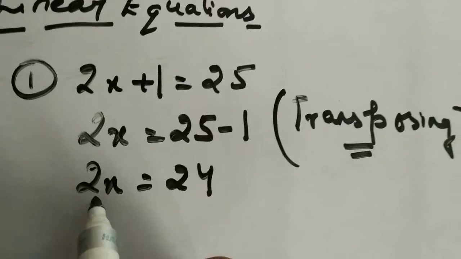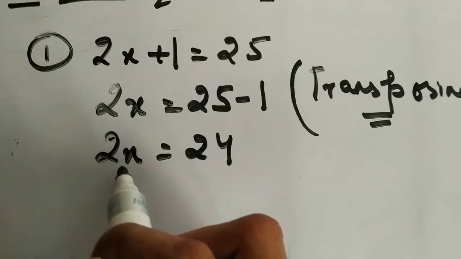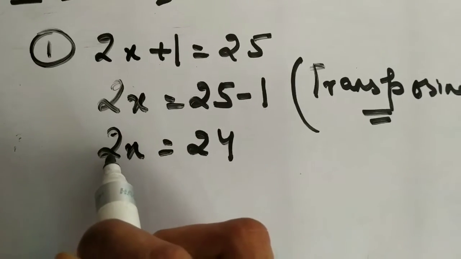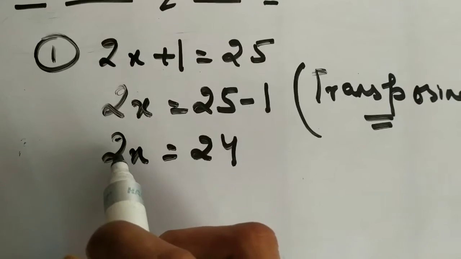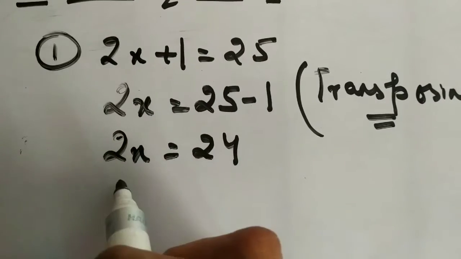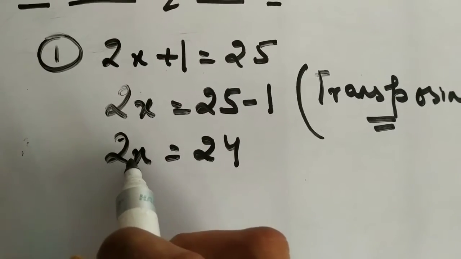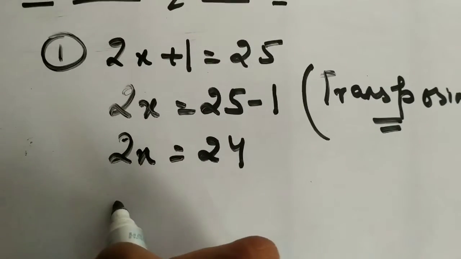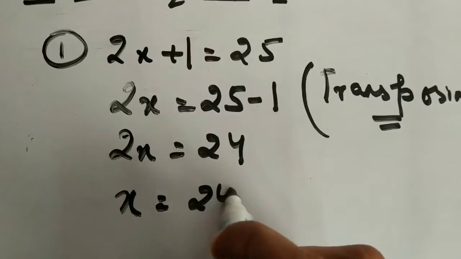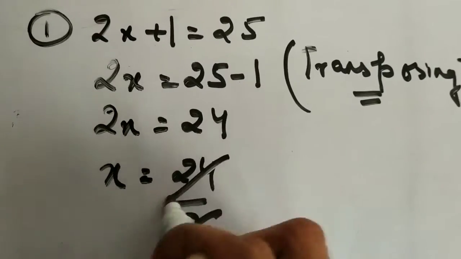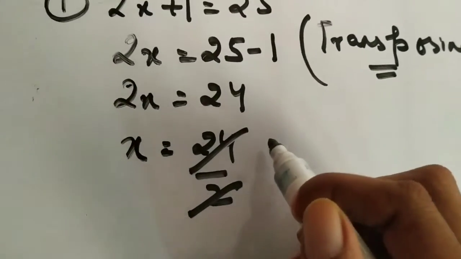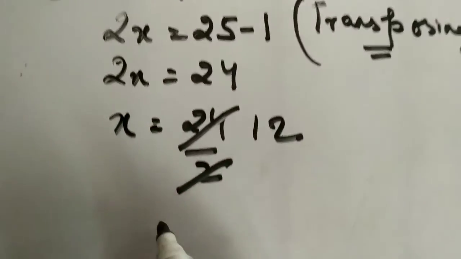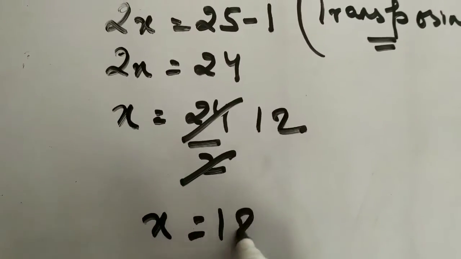Now I have to remove this 2 also from the x. So what I will do, I will transpose this 2 from LHS to RHS. Here it is in multiplication form, and when it crosses the is equal to sign, it will become divide. So this will become x is equal to 24 upon 2, and just cancel it and make it in the simplest form. So this will become 12. So what will be your answer? Your answer will be x equal to 12.